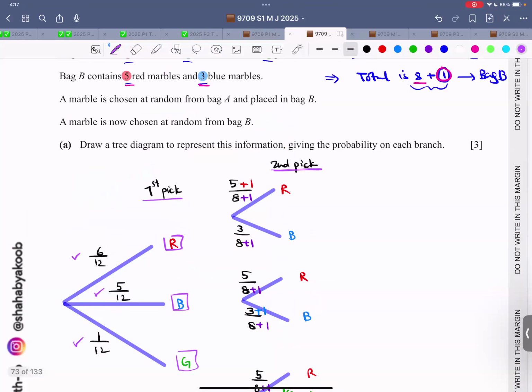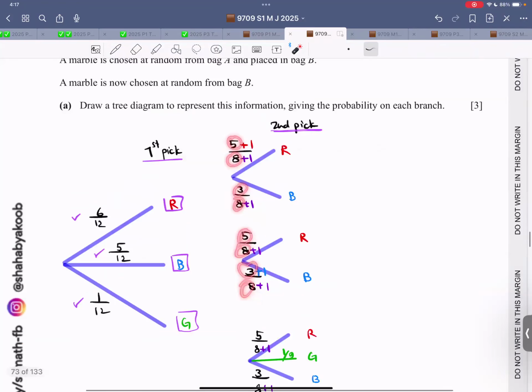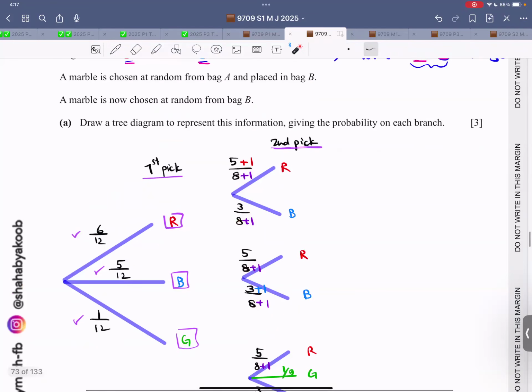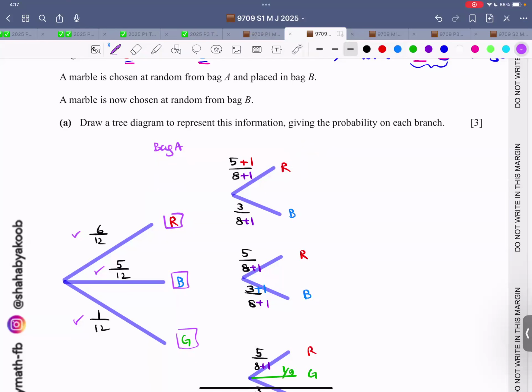And then over here, first write the original thing. That's 5 out of 8, 3 out of 8. 5 over 8, 3 over 8, 5 over 8, 3 over 8, and so on. But then you increase 1 in the denominator. So 1 is increased over here, when you take out red and then you are picking from bag B. So first pick is technically bag A. And let me just remove this. So this is bag A, and this one is bag B.